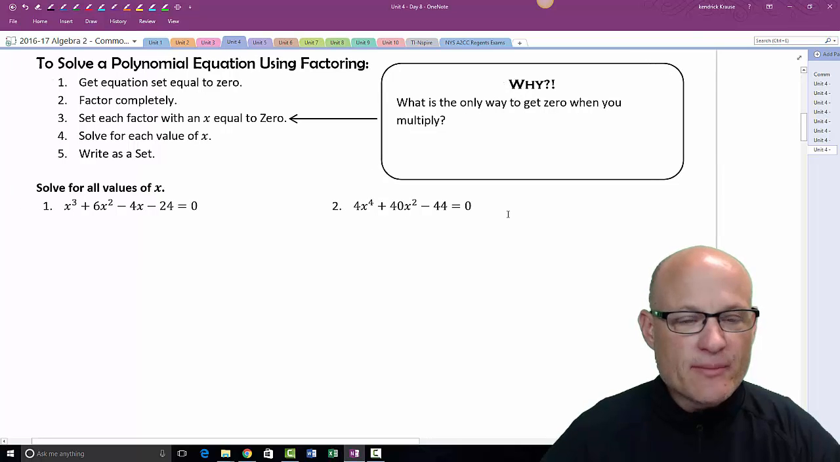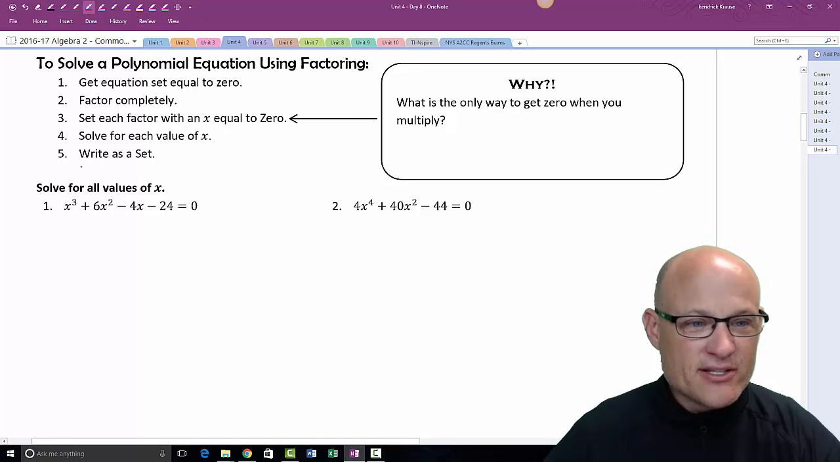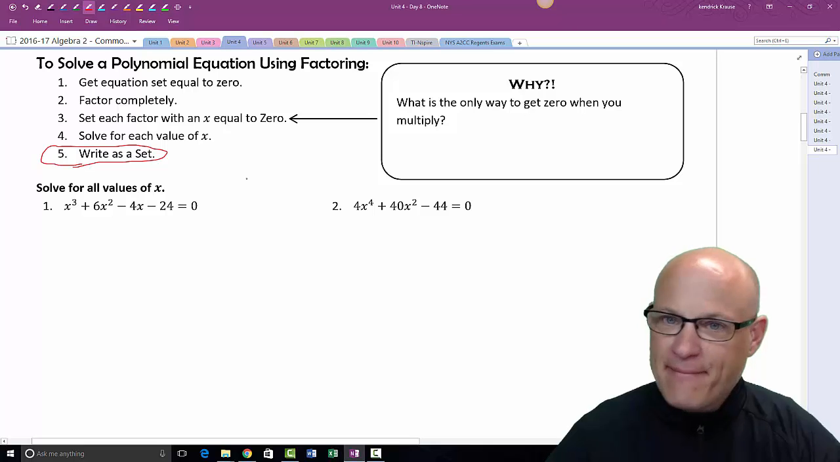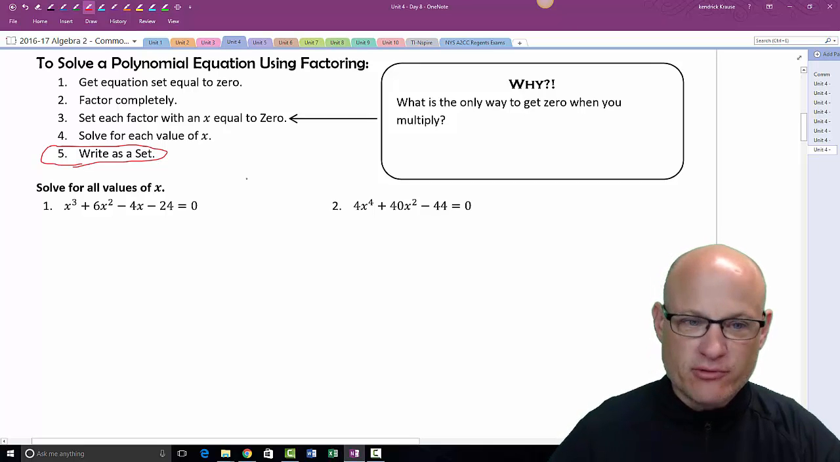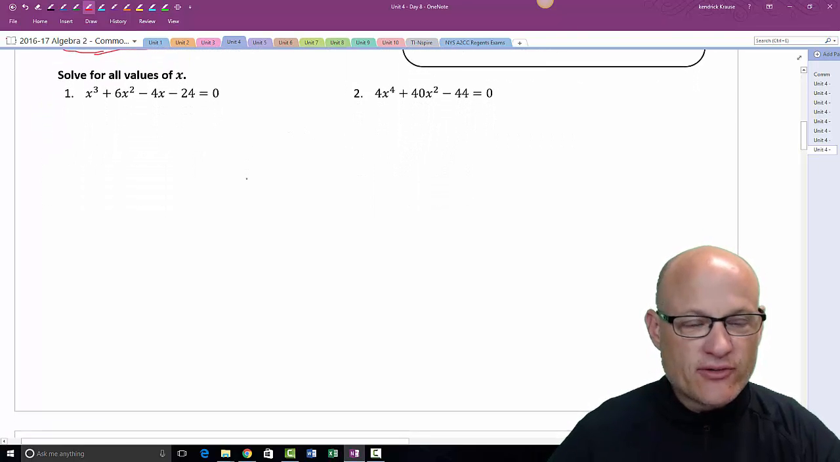All right, to solve a polynomial equation using factoring: get the equation equal to 0, factor completely, set each factor equal to 0, solve each value for x, write as a set. Now this part, is it mandatory? No, but man, it makes you look like a professional student. Write your answers in set notation.